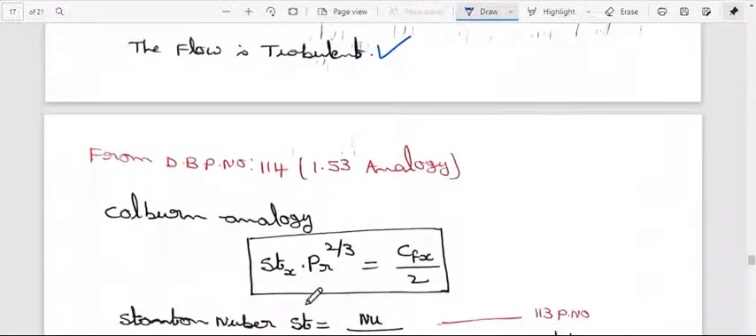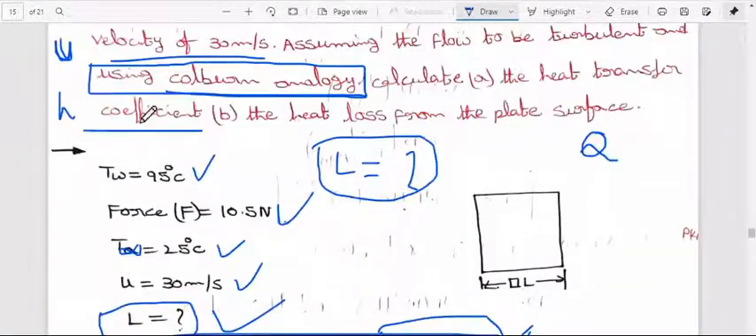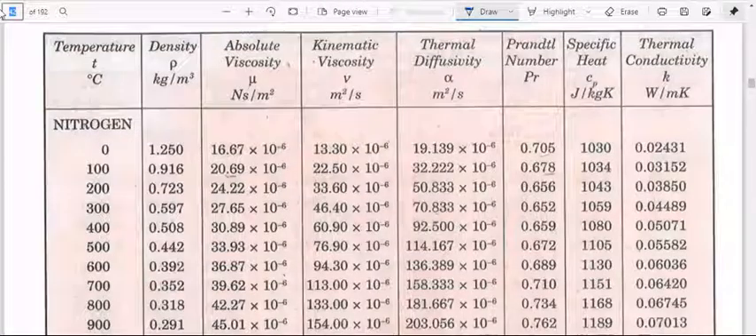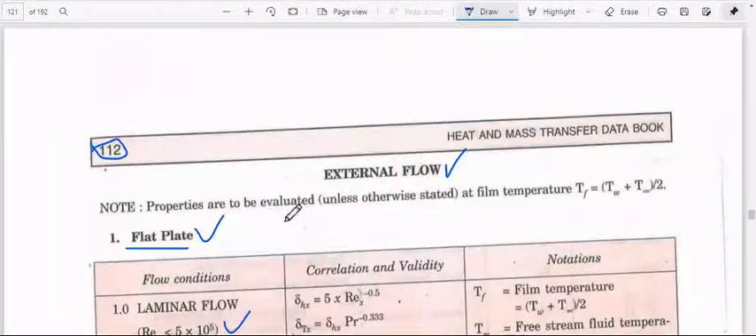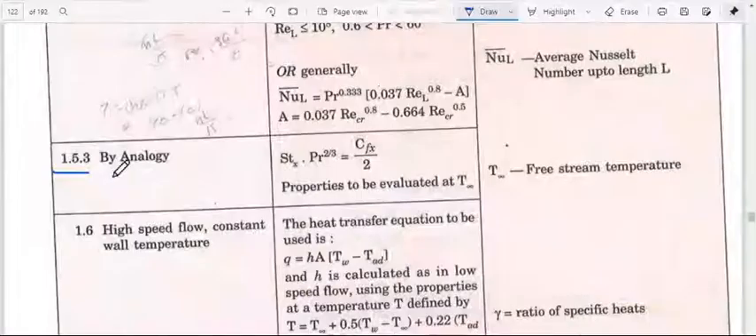Now we need to calculate the first question. What is the first question? So using turbulent and using Colburn analogy. So here first one, this is the condition we need to consider. The first one, heat transfer coefficient. So heat transfer coefficient, in the data book page number 114, that is turbulent 1.53 by using analogy.